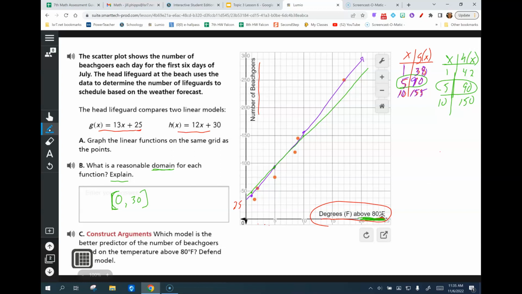Okay, which model is a better predictor? Well, it kind of looks like the one that comes closer is the 13x plus 25. If we're going to predict, I would guess the purple line, which was 13x plus 25. I think that's a better line. The reason, and it says defend it, is because it just seems like it goes a little better with our data. It's kind of in the middle here, and then the other goes up to that really weird number when we go way off. Okay, so anyway, let's go to the next page.